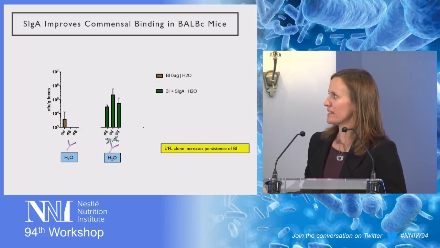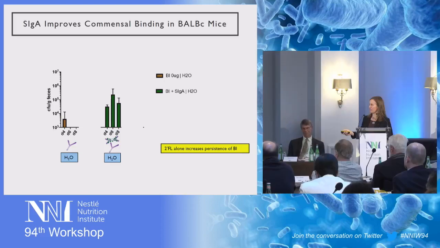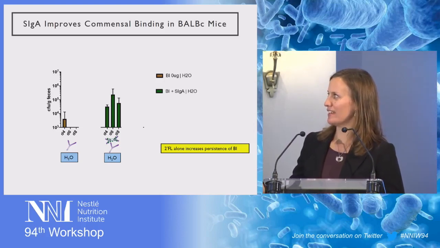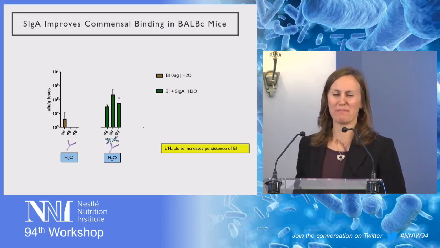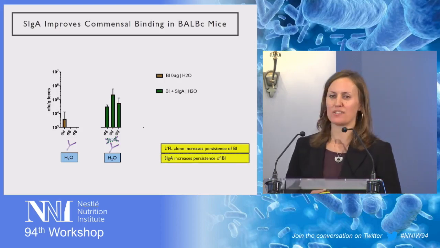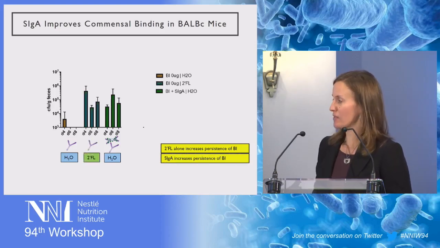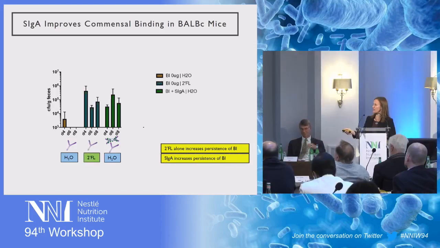So in this next group, B. infantis is provided pre-associated with Secretory IgA, and this is, again, back to that water model. Whereas we initially saw no persistence with B. infantis provided alone, now with just the provision of the B. infantis complex with Secretory IgA, you see them pop back up again. So it seems that Secretory IgA did indeed increase the persistence of B. infantis, and this was almost to similar levels as just the provision of 2-fucosyl-lactose alone.